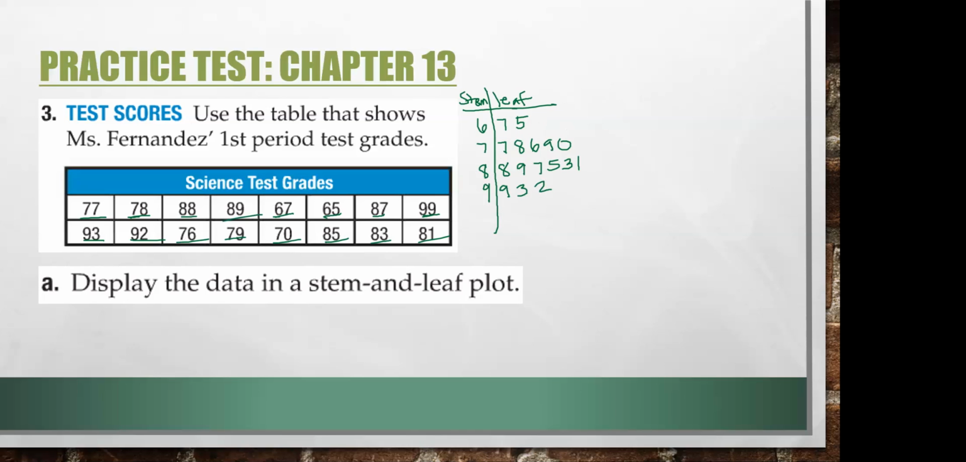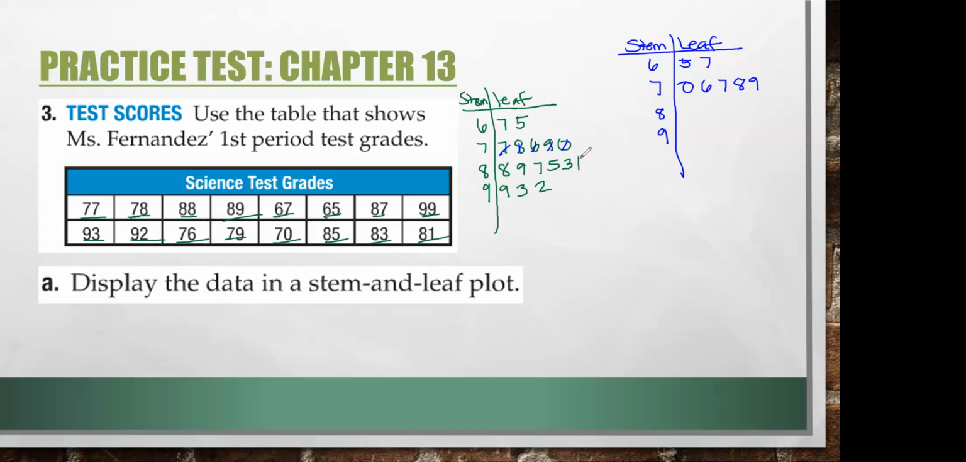Now in a stem and leaf plot, your leaves need to be in order from least to greatest, okay? So I have my stems 6, 7, 8, and 9. So the leaf is 5 and 7. I'm putting them in order from least to greatest. And then over here I've got 0, 6, 7, 8, 9. So 6, 7, 8, and 9.